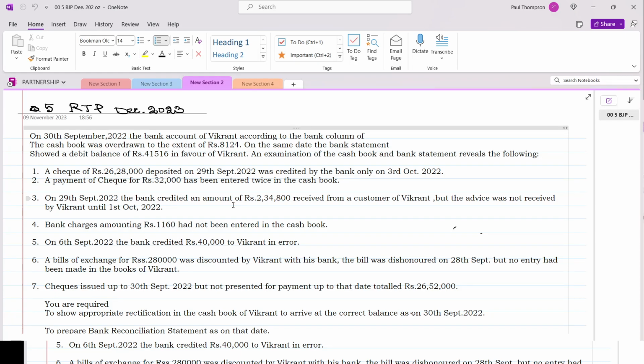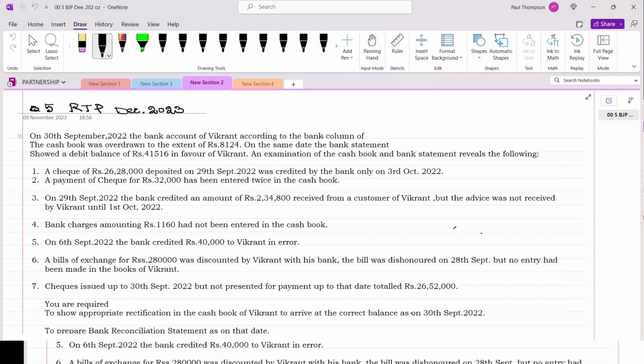They have given on 30th September the bank account of Vikrant according to the bank column. Whenever you see the bank column, it means that it is a cash book. The cash book was overdrawn to the extent of 8124. So it is an overdraft. Now they have given on the same date the bank statement showed a debit balance.